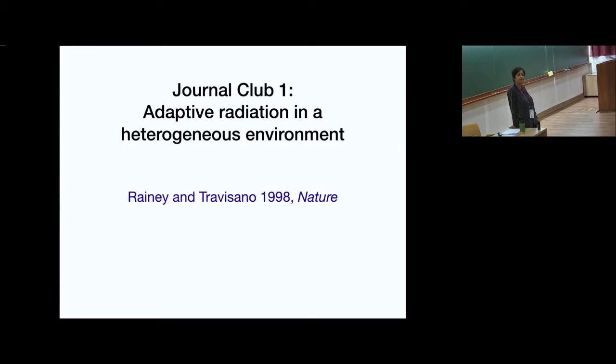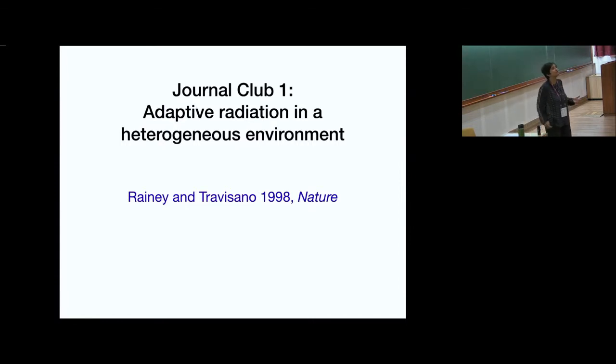Everybody fine with adaptive radiation? You're not quite sure? You're fine, okay. So do you want to explain quickly what it is? So if there is a particular species which have a selective advantage, so the chance, because of that selective advantage or adaptive advantage, that it will radiate into much more subspecies. Not quite there, but okay.